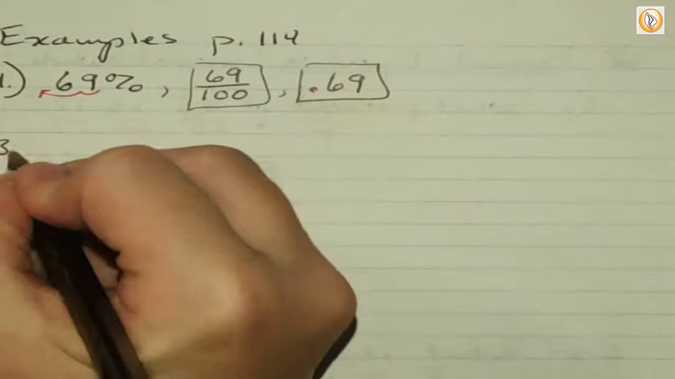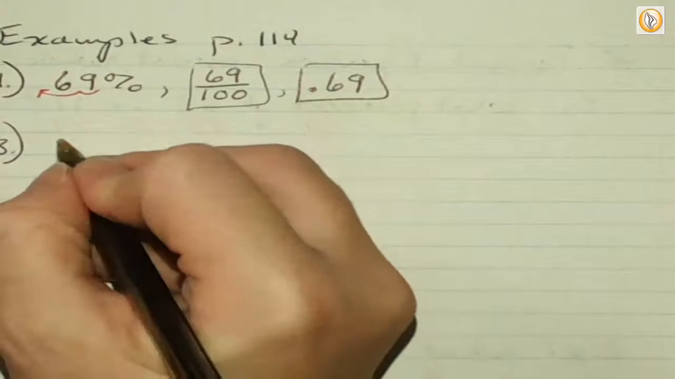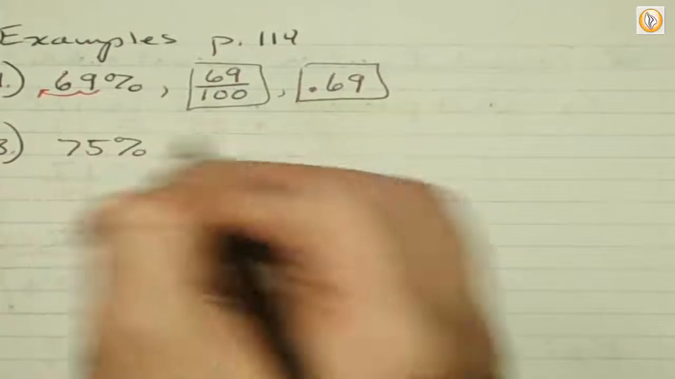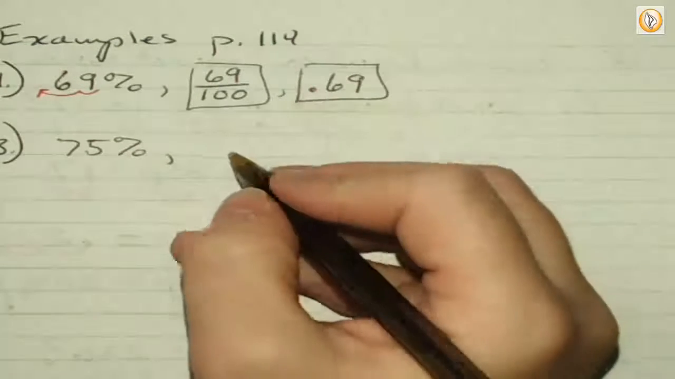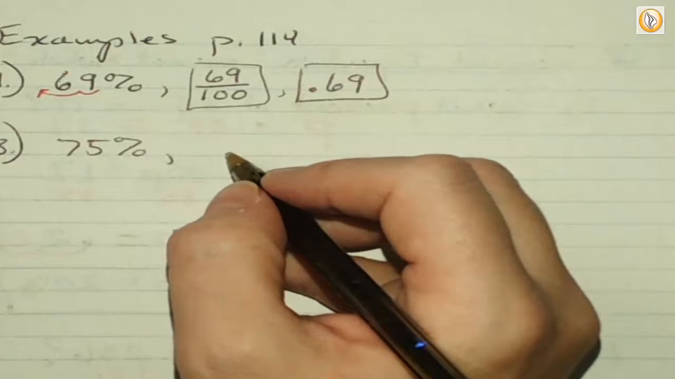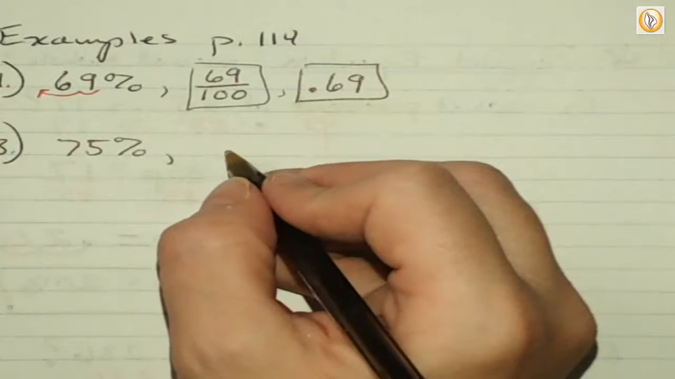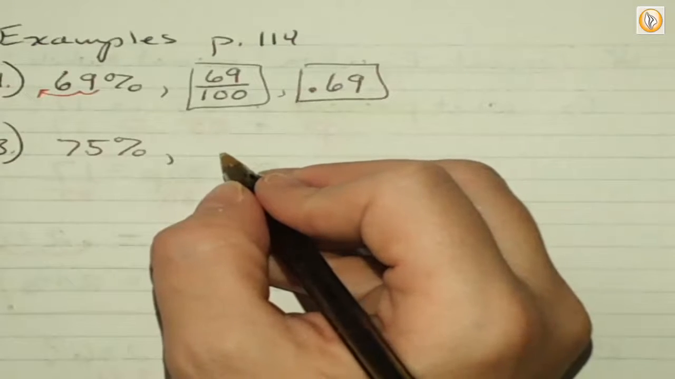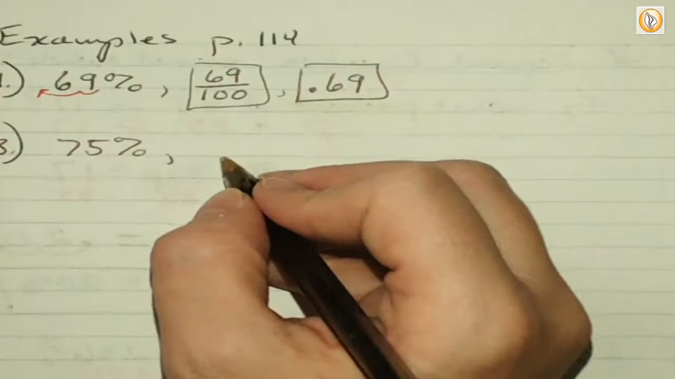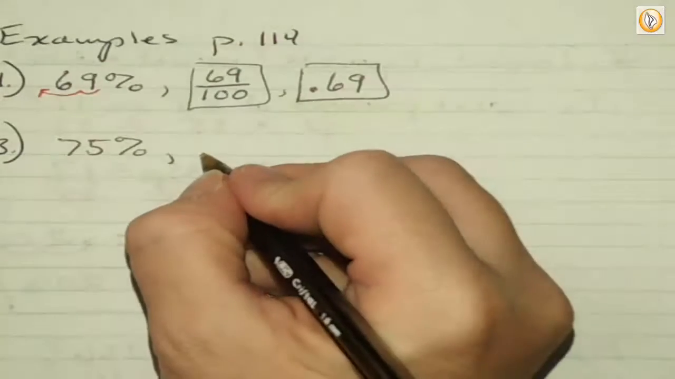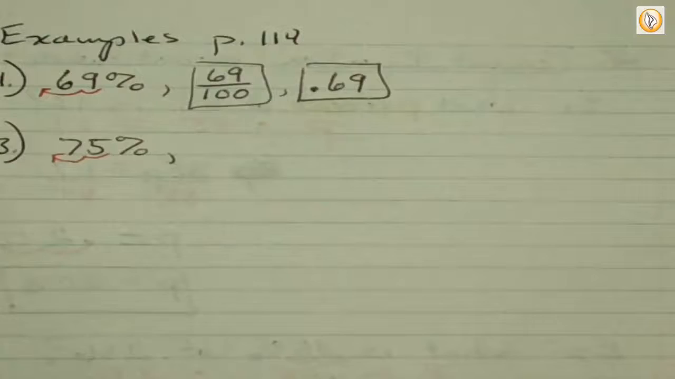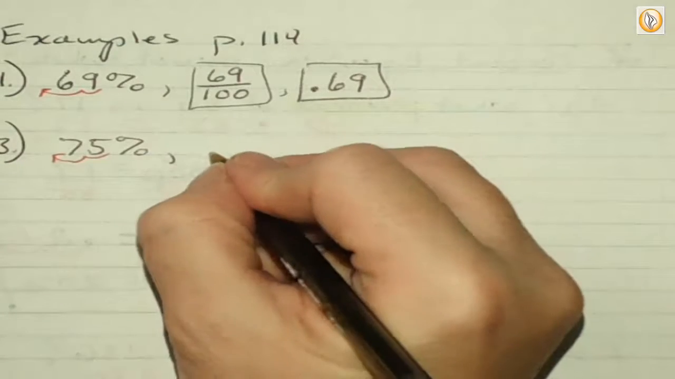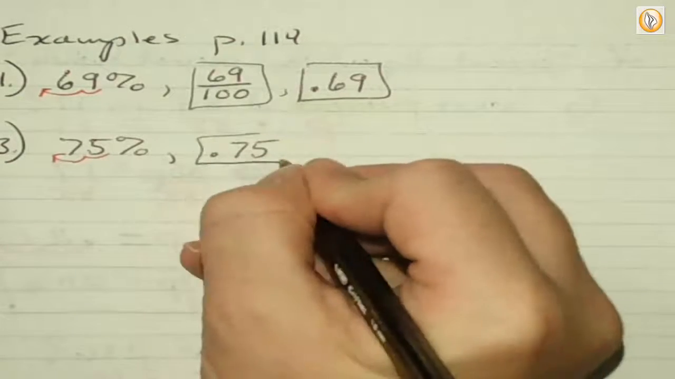All right, 3. 75%. Michael, what is the either fraction or decimal? Doesn't matter which you do first. Decimal. Okay, what is it? The decimal moves to the left. Okay, we get 0.75. Very good.